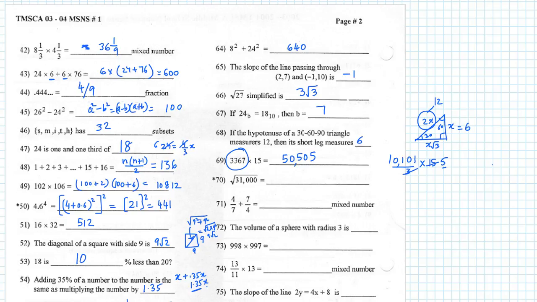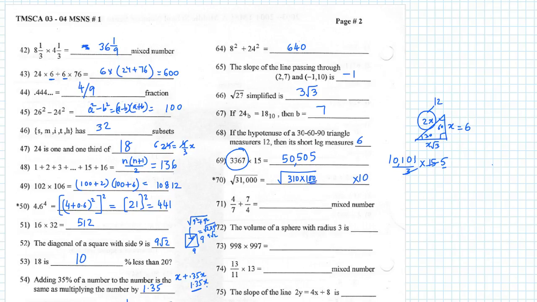Question 70, what's the approximate value of square root of 31,000? So think of this as 310 multiplied with 100, right? So we know that the square root of 100 is 10, so that's going to be 10.